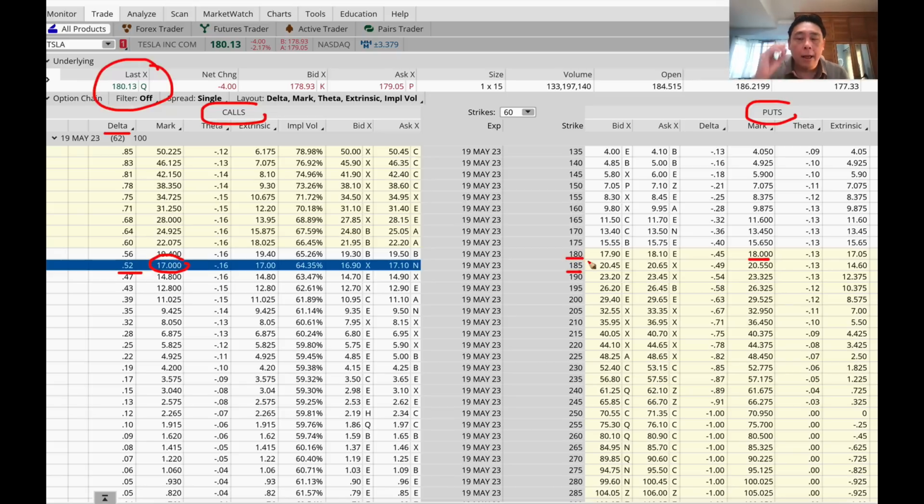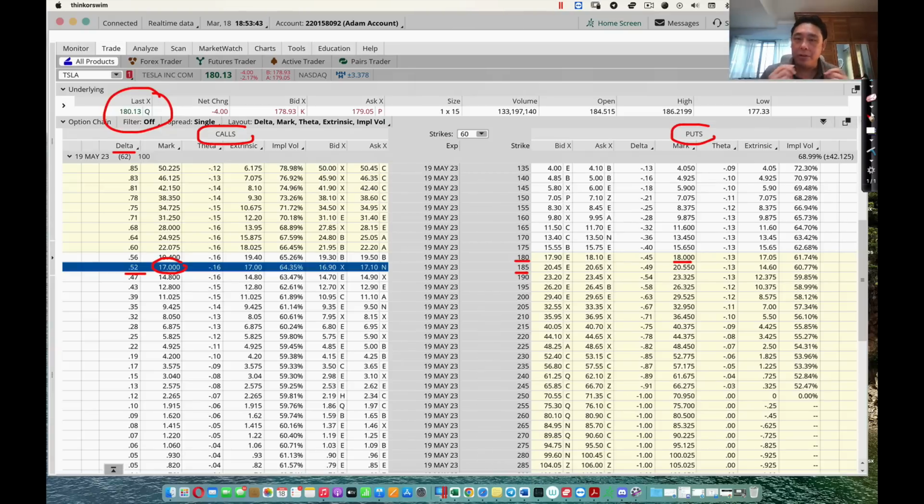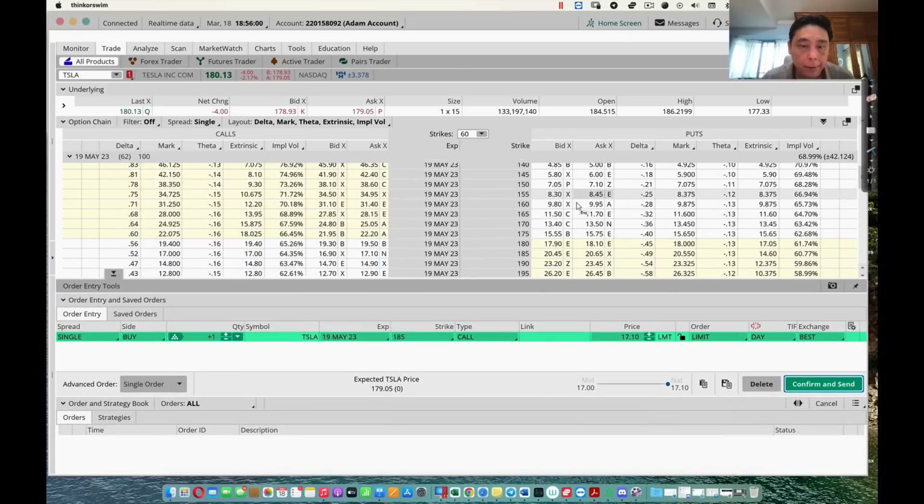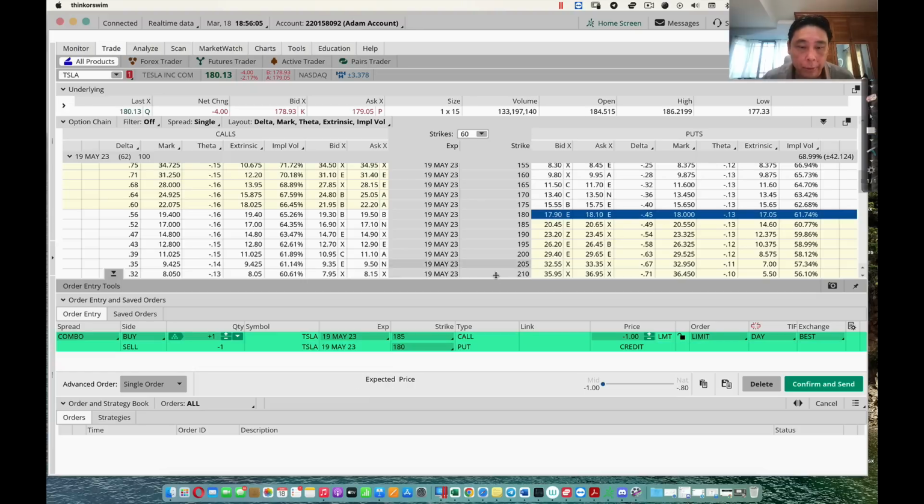In other words, I'm going to sell the 180 put and collect $18, and use that $18 to pay for the 185 call at $17. So I collect $18, I pay $17, and I still get $1. Not only is it a zero cost trade, but I get paid $1 to enter the trade. Let me show you how I would enter it. I'm going to buy the 185 call, click buy, boom, there we are. And I'm going to sell the 180 put, click sell, boom, there we are.